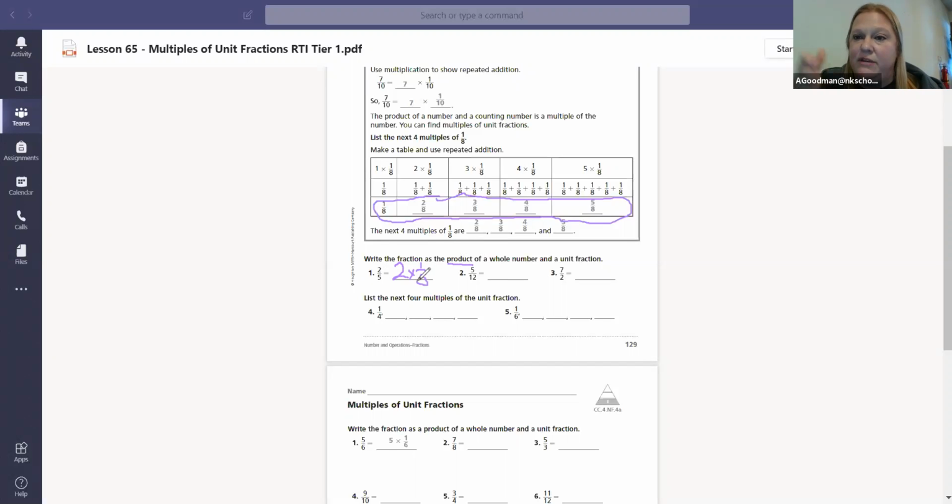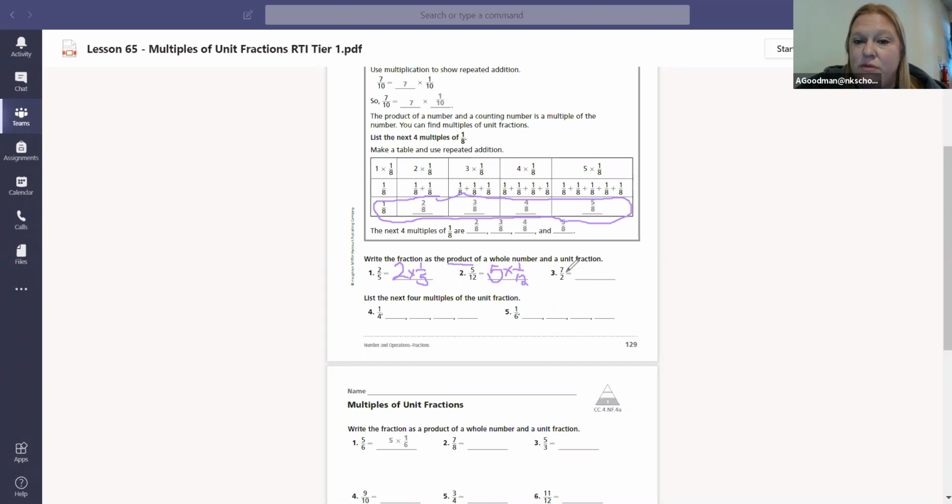Okay? Like 1/5 plus 1/5. Instead of doing that, we can say 2 times 1/5. All right, 5/12 is the same as multiplying 5 times the unit fraction 1/12. All right, we getting it?